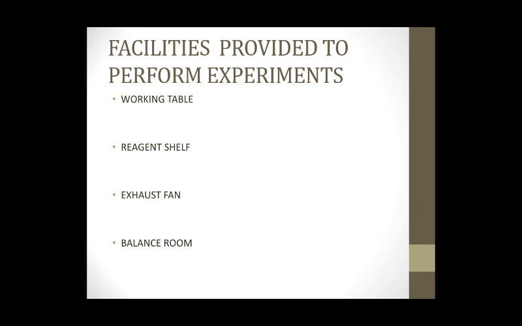Balance room. Now balance is an apparatus used to measure the mass or weight of the chemicals. We should have a separate balance room, right? Why? Because we need a dust free and smoke free balance room, so that we get accurate measurement of the weight of different chemicals. Now we will see some common laboratory apparatus, that is the tools or the equipments that are used to perform different experiments, and discuss them one by one.